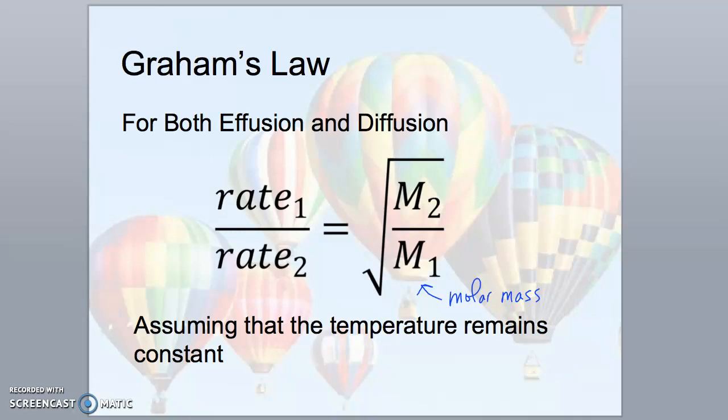Graham's law can be used to compare the speed or rates of a gas molecule as a function of their molar masses. This formula can be used for both effusion and diffusion and is typically provided for an exam. Notice how the rate 1 is in the numerator while its molar mass is in the denominator. Most errors when using this formula occur because the molar masses are switched, so be careful.